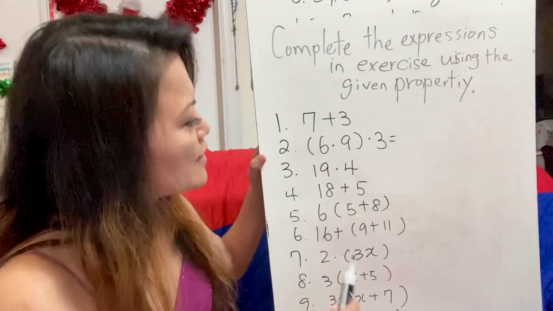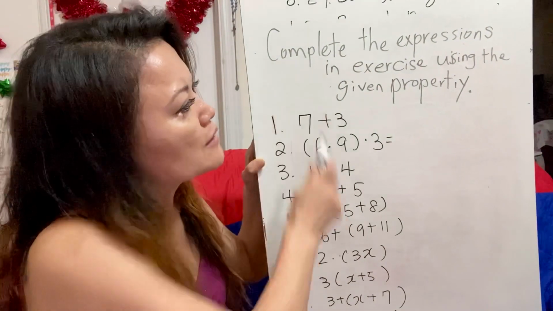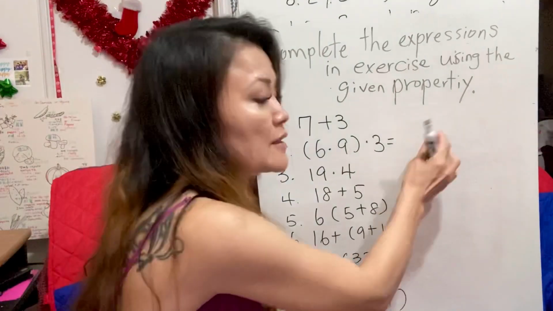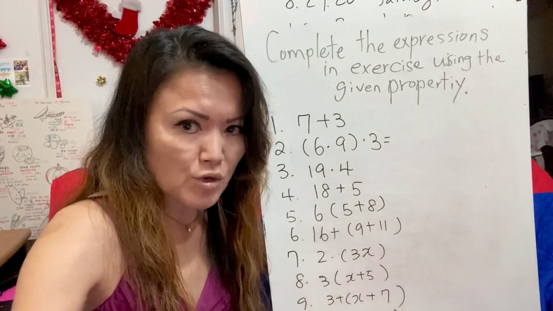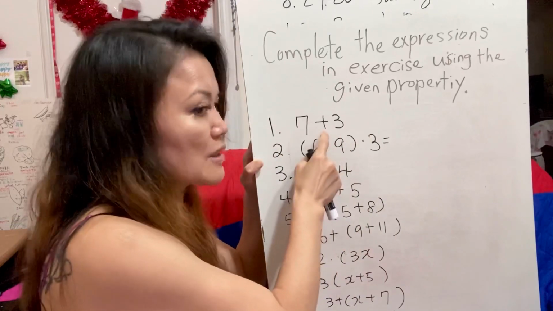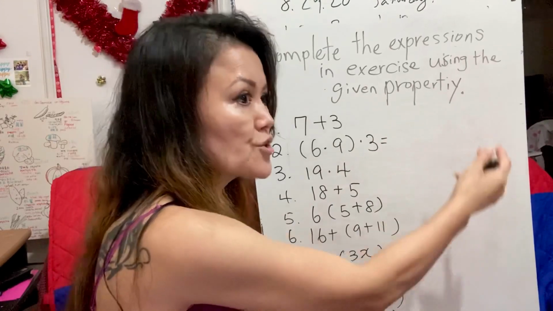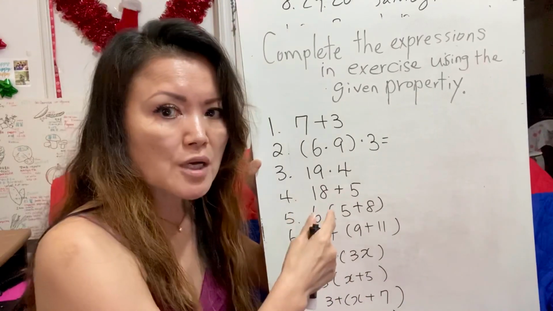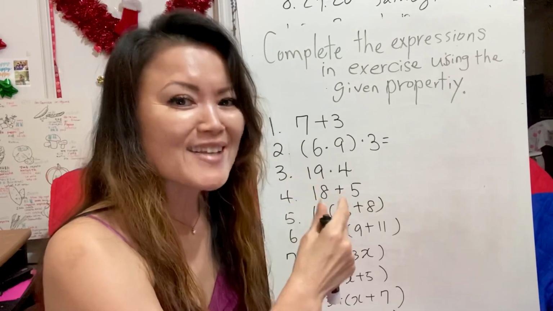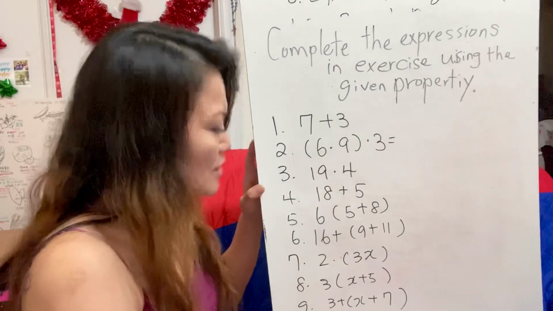Okay, so I wrote these problems 1 through 12 here. Complete the expressions in the exercise using the given property. I didn't write the name of the property because I want you guys to remember. If you see addition, it's the commutative property of addition. If you see multiplication, it's the commutative property of multiplication.